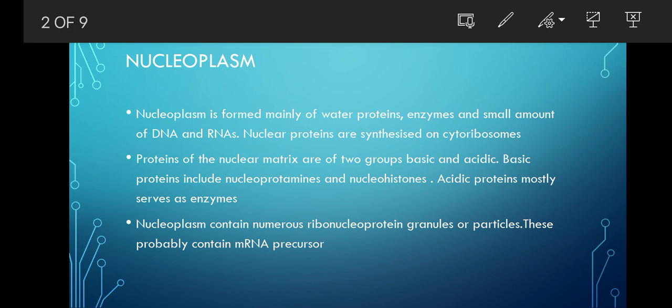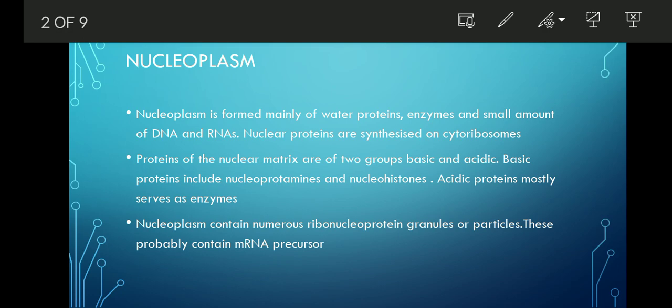Nuclear proteins are synthesized on cytoribosomes. Most of them are contractile proteins. Proteins of the nuclear matrix are of two groups, basic and acidic. Basic proteins include nucleoprotamines and nucleohistones. Protamines remain linked with DNA through salt linkage and histones through ionic bonds. Acidic proteins mostly serve as enzymes.